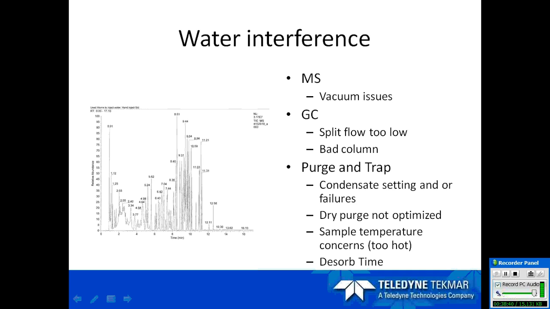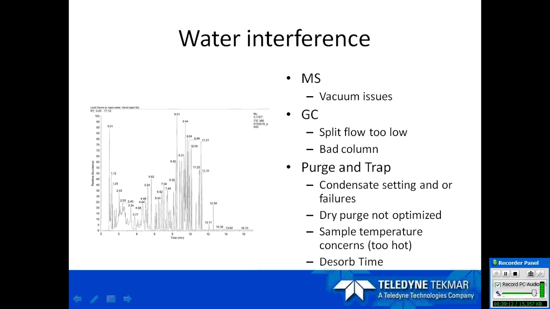The next major topic that we're going to be talking about is water interference. As I've been saying before, we want to start with our detector, so we're going to make sure our mass spec is working correctly. Do we have any vacuum issues? Did we do an air and water check on it? What's our percent water within our system, in our mass spec? Then if you have some water issues with the GC, you might want to check if your split flow is too low. You're throwing a lot of water, a lot of sample onto that. So that might cause your front end to be overloaded with water, or maybe a bad column.